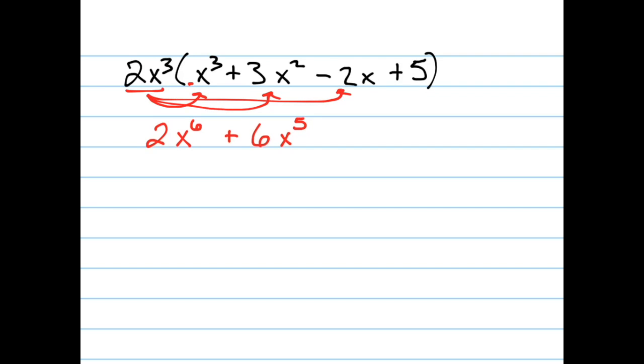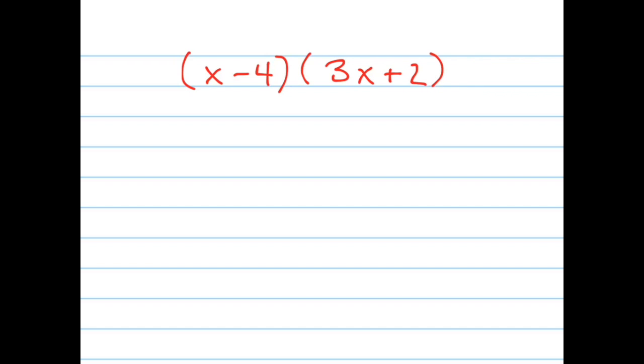2x cubed times negative 2x is going to give me a negative 4x to the 4th because that has an invisible 1 exponent. And 2x cubed times 5 is going to bring me up to 10x cubed. So that's just basic distributive property. But when we have multiple terms in both polynomials that we're adding together, the distributive property gets a little more complicated.